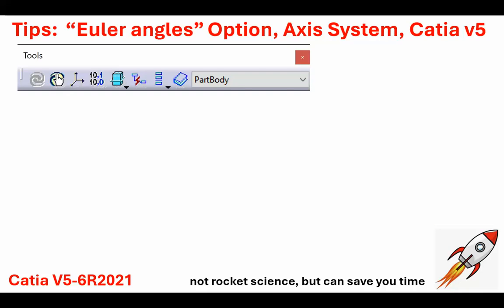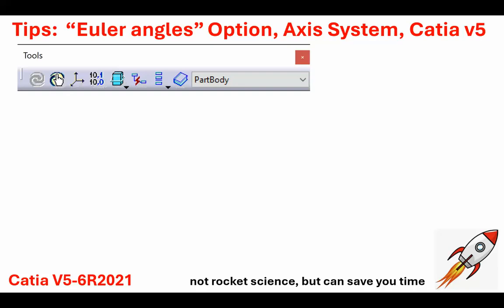This is a tutorial on the concept of Euler angles, which is available as an option in the axis system for CATIA V5. The particular tutorial that I'm going to do was actually prepared on V5-6 release 2021, but I'm pretty sure you know that in the past 20 years, maybe 25 years, the interface of this CATIA has not changed. Okay, therefore it really doesn't matter.